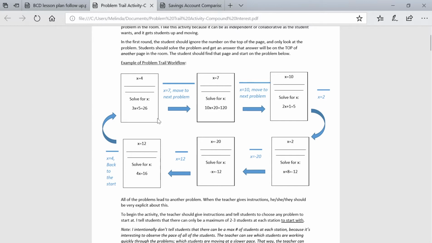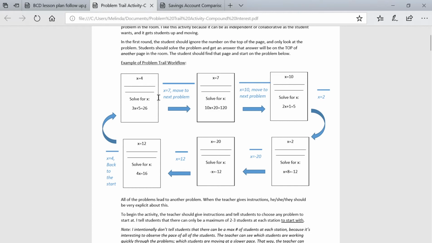So basically, a problem trail is kind of like a secret worksheet in that the students will be working on problems, but they're going to be getting up and moving. I know there's 6 here, but I'm going to have 8 problems hung up on the wall. All of the problems are connected to one another. So we would have 2 to 3 students. Joe's class is 17, so I'd probably say 2 to 3 students if it's 8 worksheets at each station.